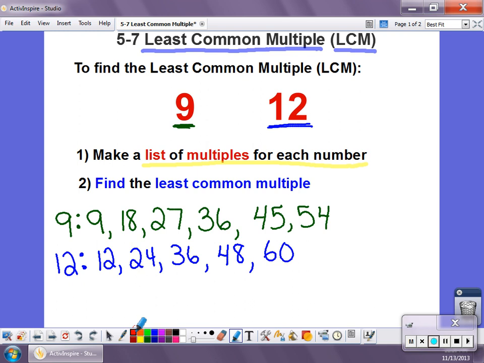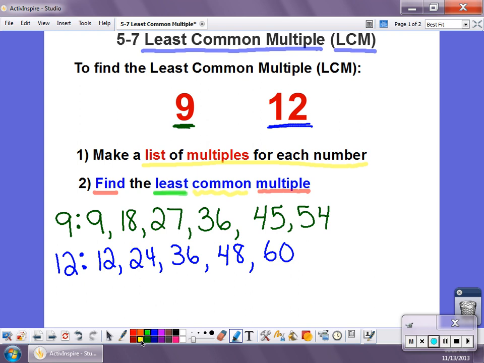Now the name least common multiple tells me exactly what my next step is. I want to find the least common multiple. So the multiples I have listed right here, I want to find a multiple that they both have in common so that it's in both lists. And not only that, it needs to be the smallest one, the least one.